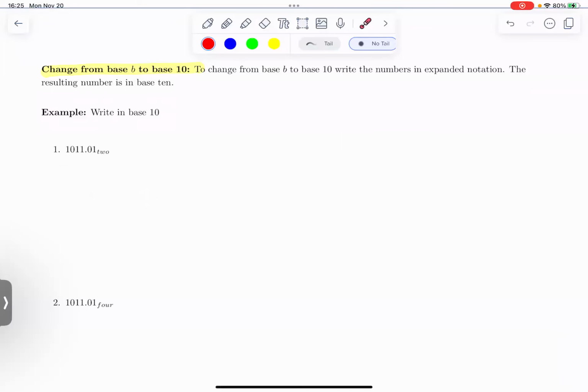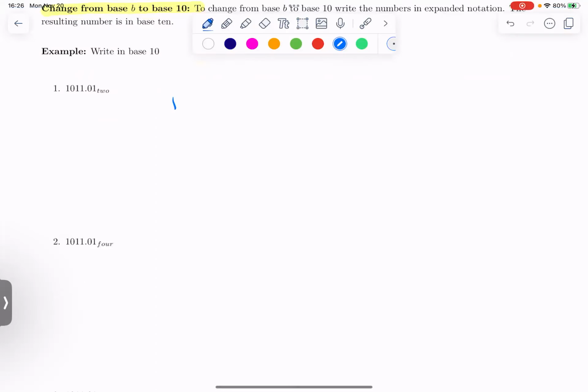So if we want to write 1011.01 base 2 in base 10, let's do that. First thing I'm going to do is write these bigger. 1011.01 base 2. And so I'm going to use the same method as before, right? So here to the left of the decimal is 2 to the power of 0. I wrote them a little tight. 2 to the power of 1, 2 to the power of 2, 2 to the power of 3, 2 to the negative 1, and 2 to the negative 2.